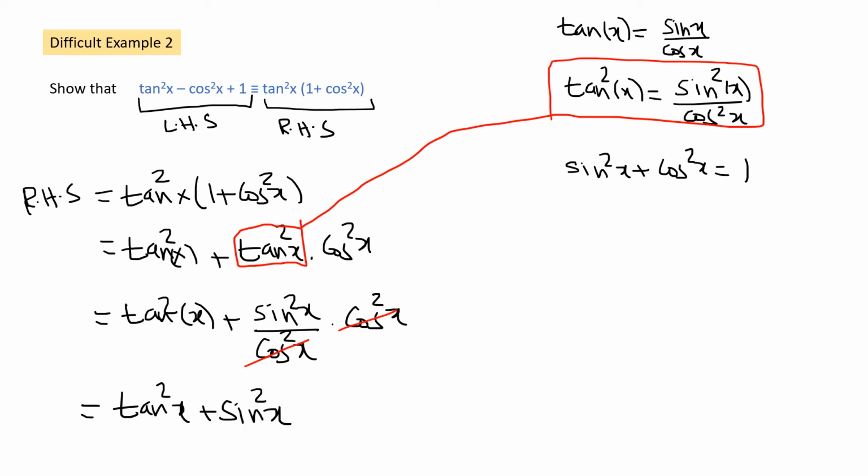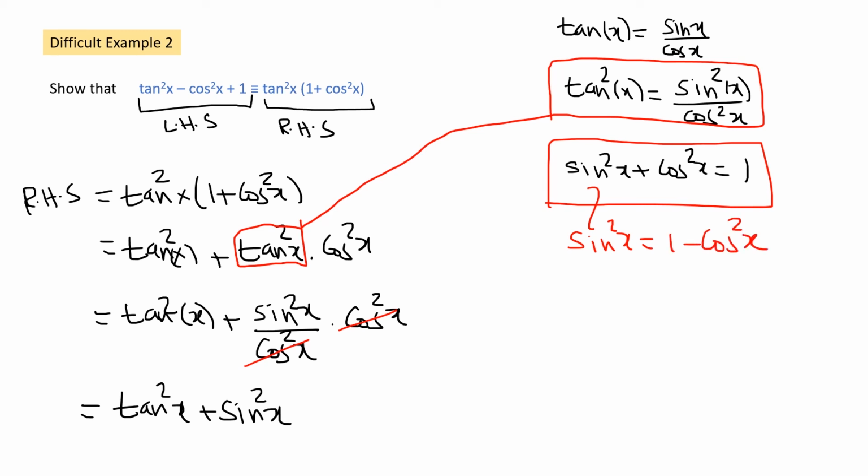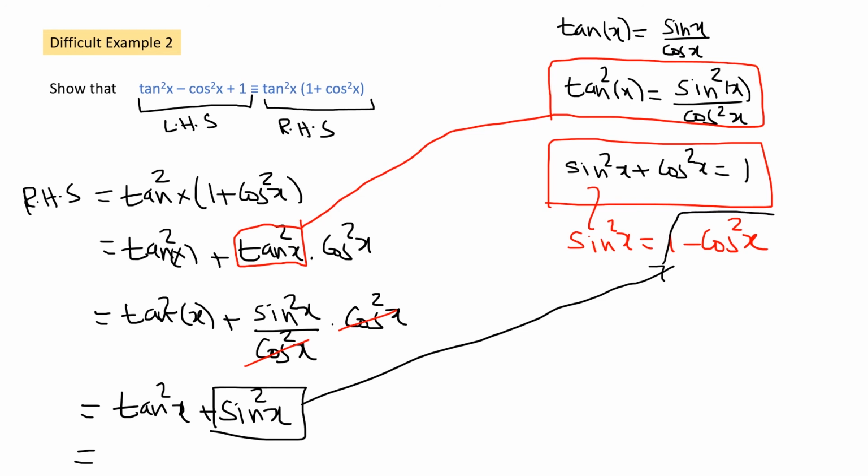If we look at our left hand side, we don't have sin squared x. From our second identity here, sin squared x is equal to 1 minus cos squared x. Therefore, we can replace the sin squared x with 1 minus cos squared x. So the answer is tan squared x plus 1 minus cos squared x, and this is exactly equivalent to the left hand side of our equation. So this concludes the proof. Thank you.